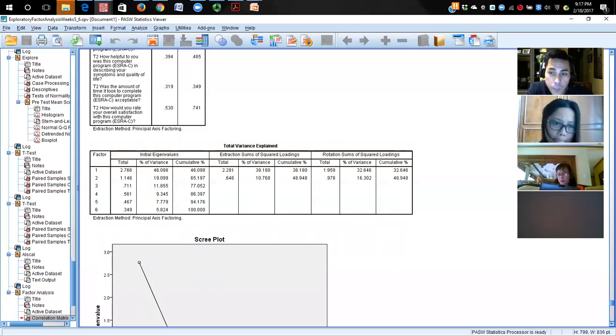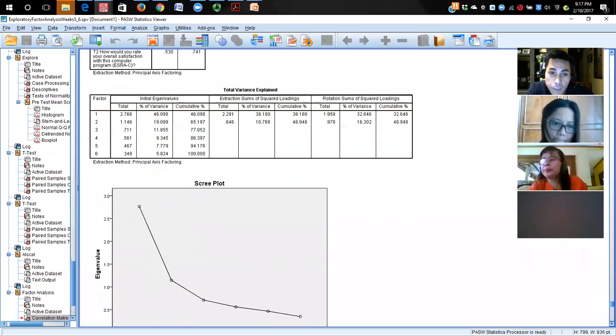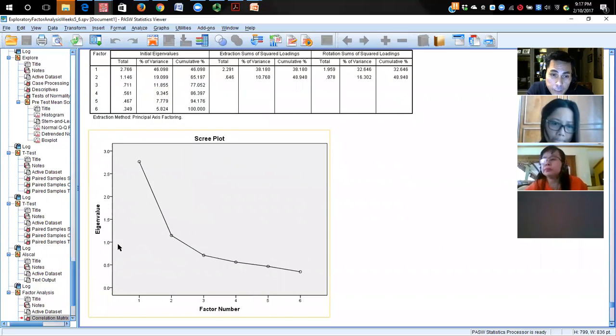And the scree plot right now is showing you that there's definitely two factors, because the arbitrary cutoff for eigenvalue is 1, and that's how you will make the decisions of how many factors you're going to retain in your scale.